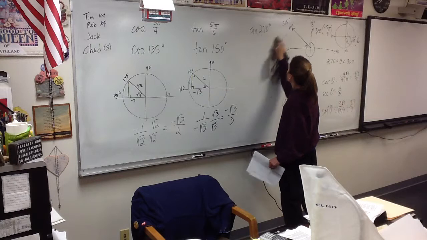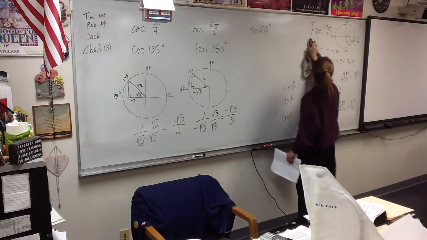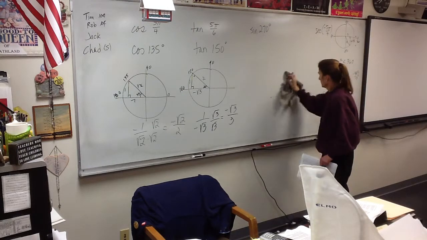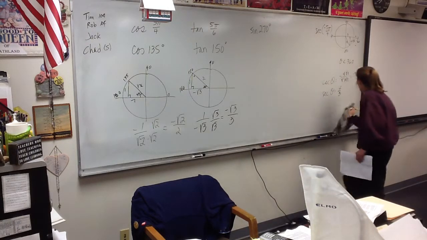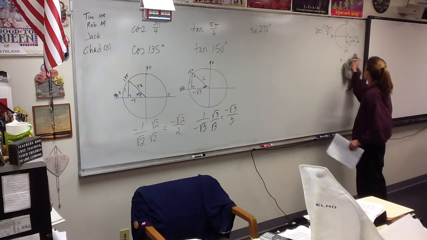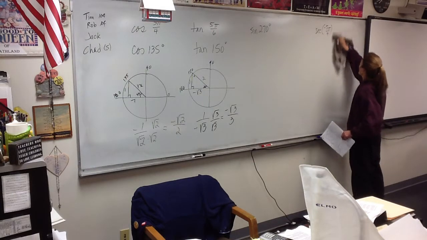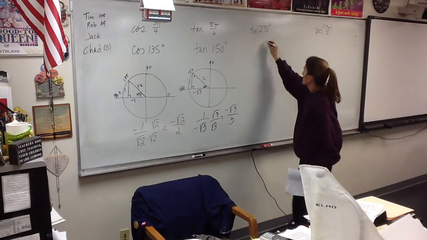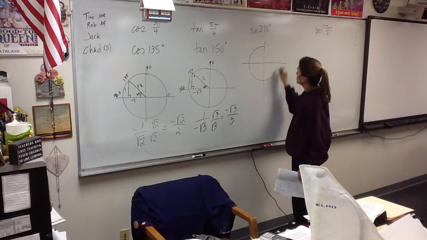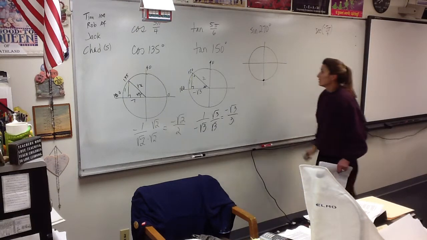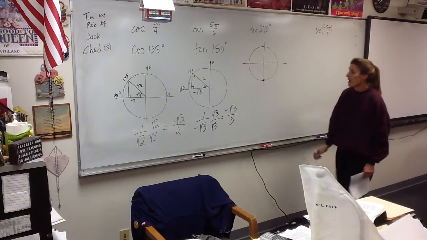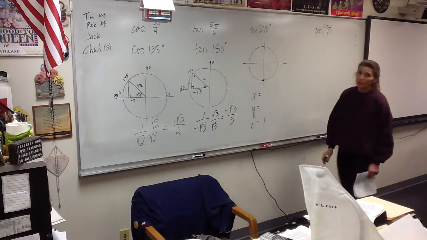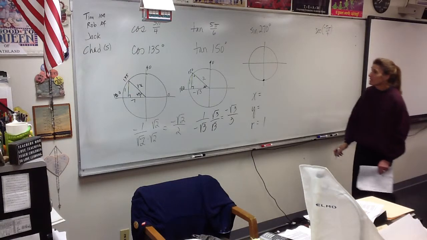Now I'm going to do the sine of 270. Oh boy, 270 is special, isn't it? 270 is on an axis. And when you are on an axis, you cannot draw a triangle. 270 is down here. When I am on an axis, I need an x value, a y value, and an r value. And we're going to let our r value be 1, always.